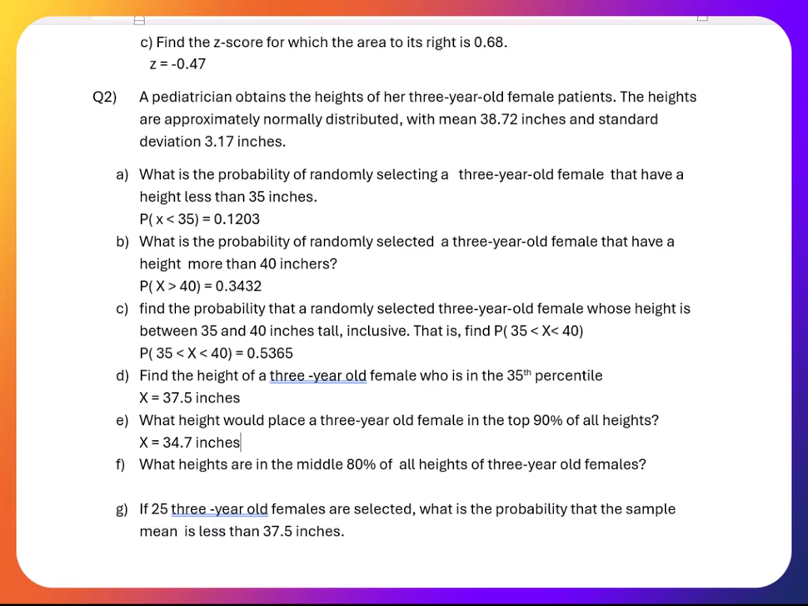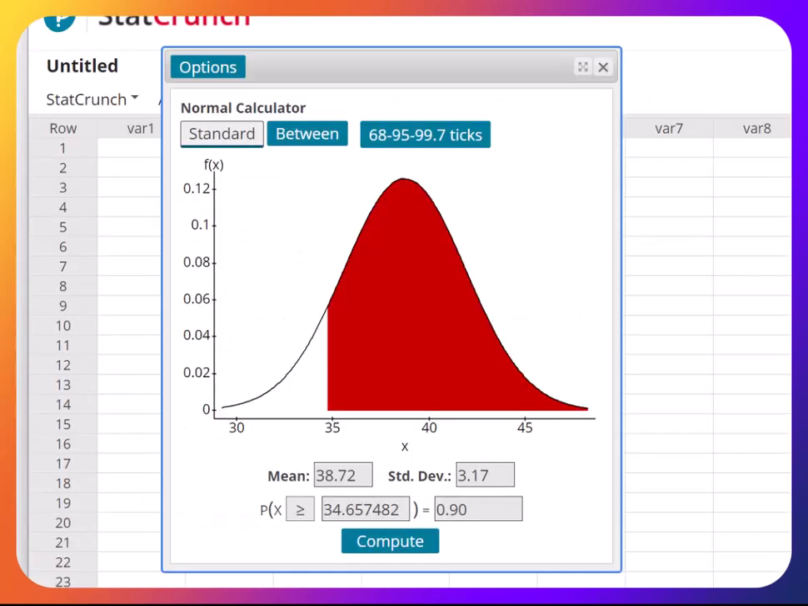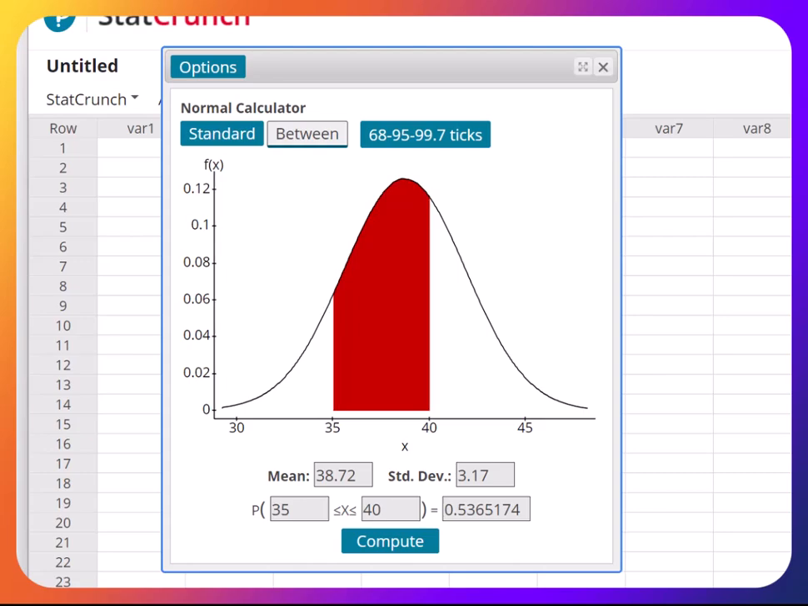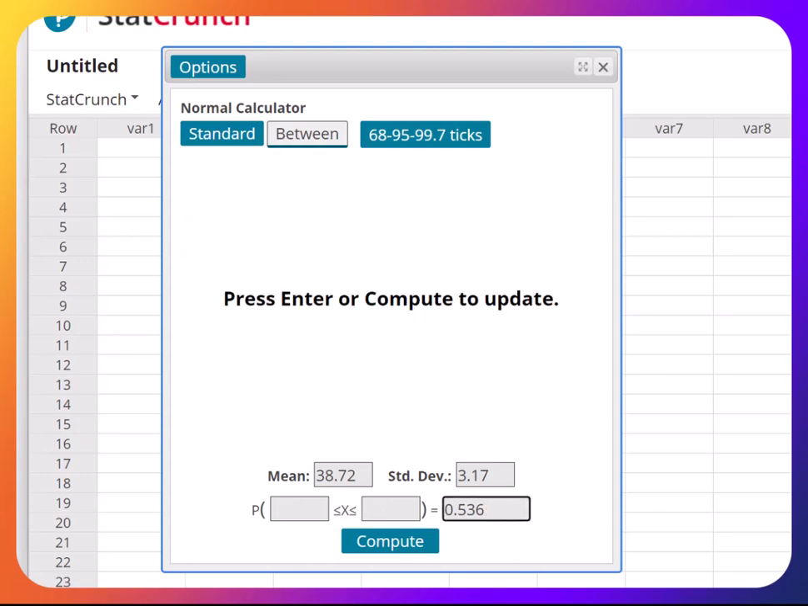It's all heights. Okay. What heights are in the middle 80% of all heights of three-year-old females? So again, he wants two values here when he says middle 80%. And this is probably a question we're going to come across in some of the homework questions. So let me show you how to deal with it using StatCrunch. Very easy. Okay, you do in between. You just put 80% right here, because with 80% there are two values, one on the right and one on the left.